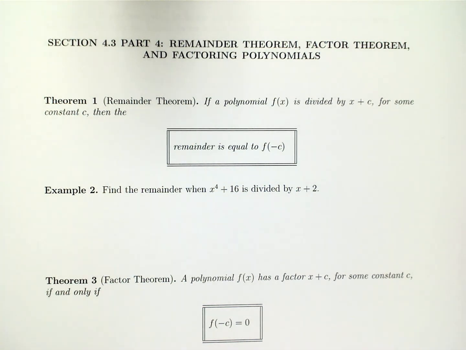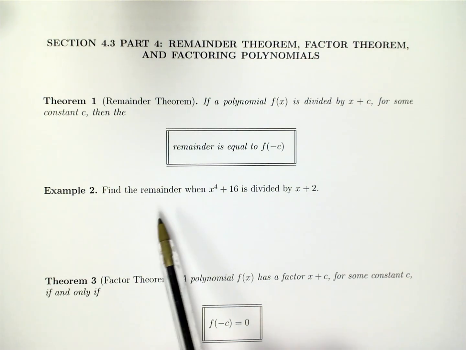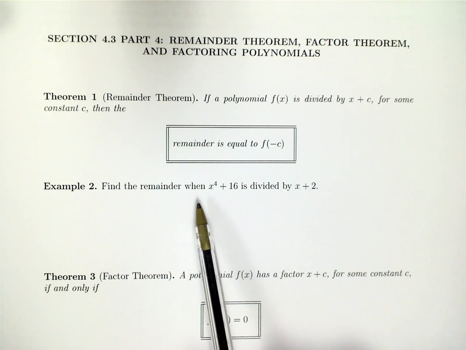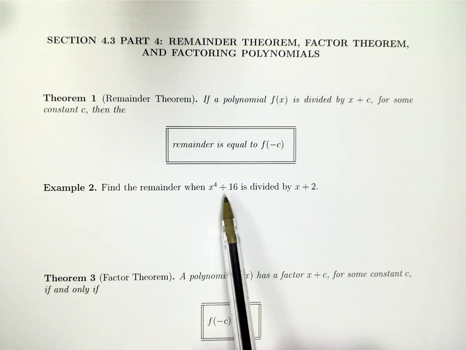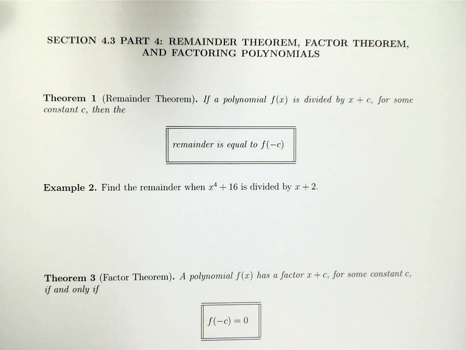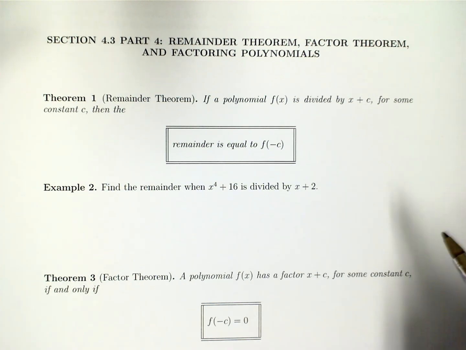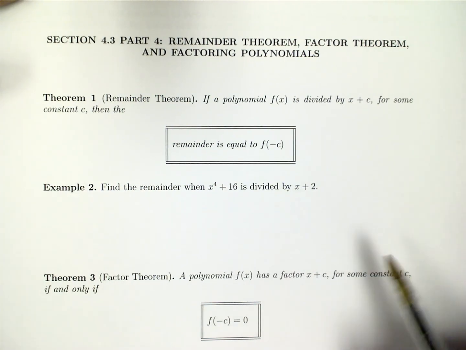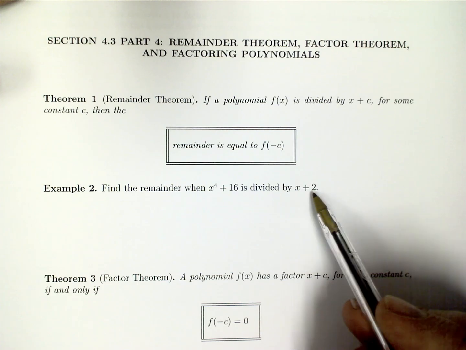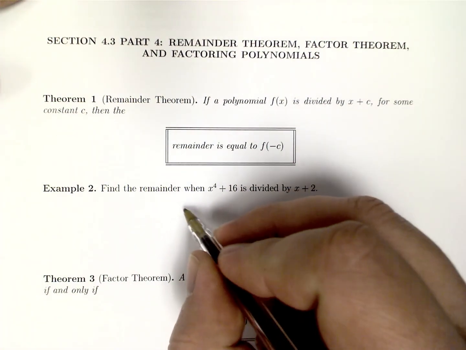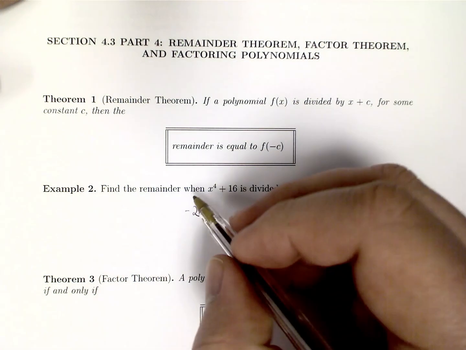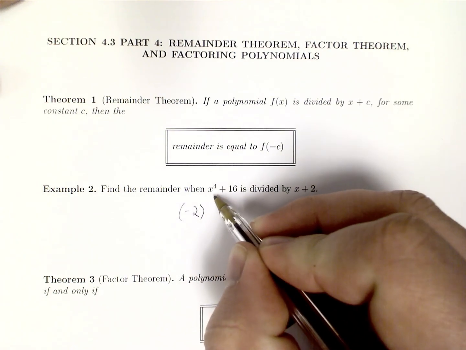So let's look at an example that we already know. We want to try to find the remainder when dividing x to the fourth plus 16 by x plus 2. Well, we know the answer was 32 because we just did this example in the previous lecture. But what would happen if we use this idea? Instead of x plus 2, we're going to plug negative 2 into this polynomial.